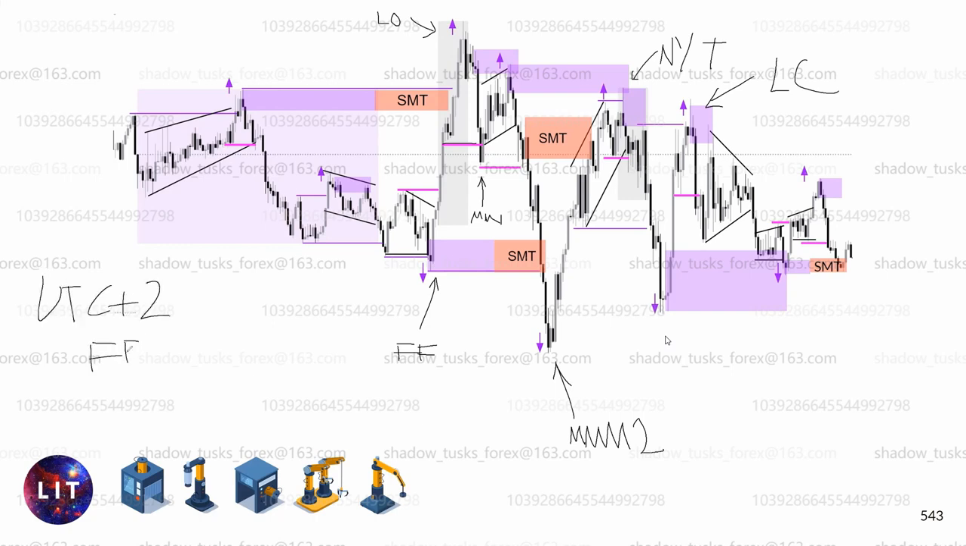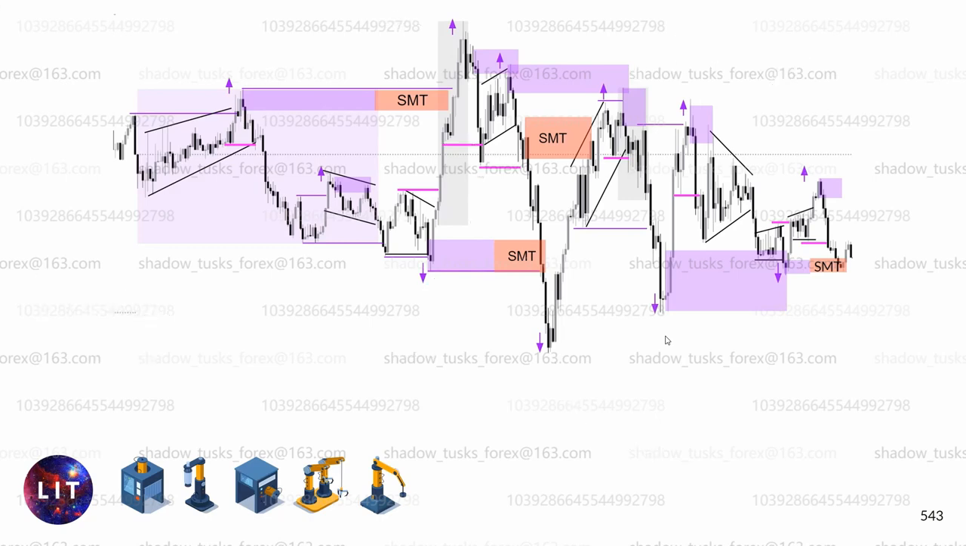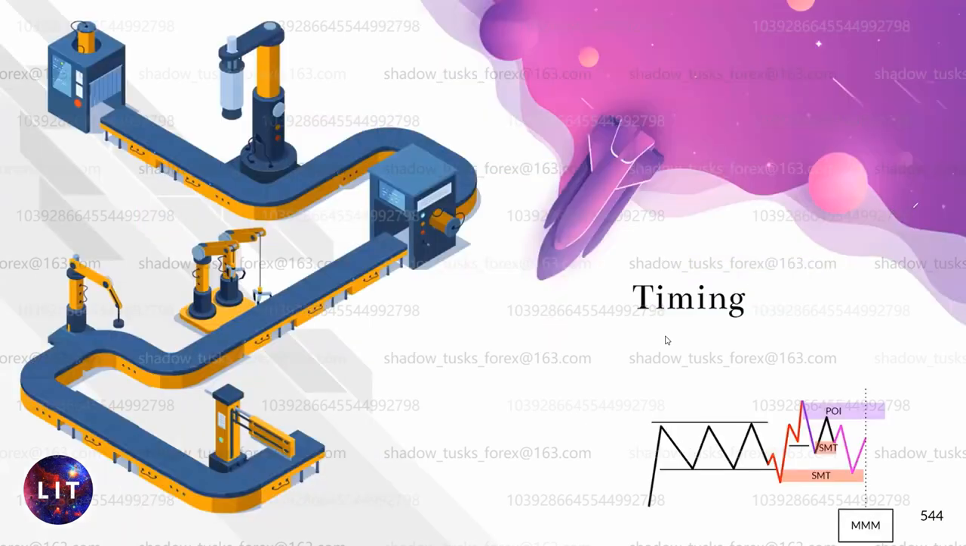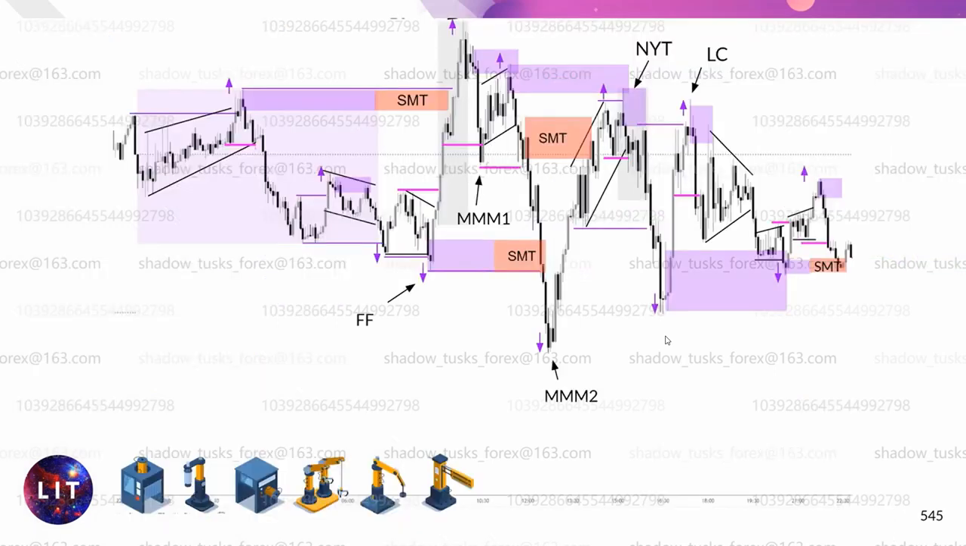Frankfurt is 8, London Open is 9, MM1 is 10:30, MM2 is 12:30, New York Open is 2 p.m., New York Trap is 3 p.m., and then London Close is 5 p.m. That is all UTC+2. So let's have a little look. Timing. So obviously this is going to validate some POIs and validate inducements, stuff like this.